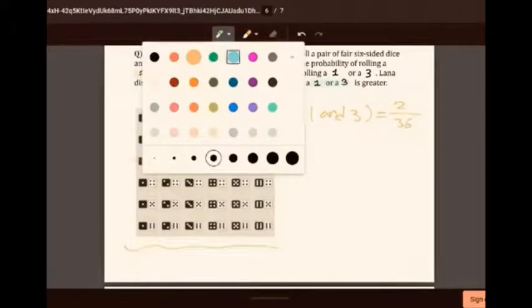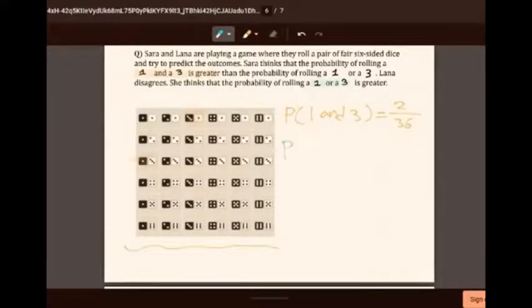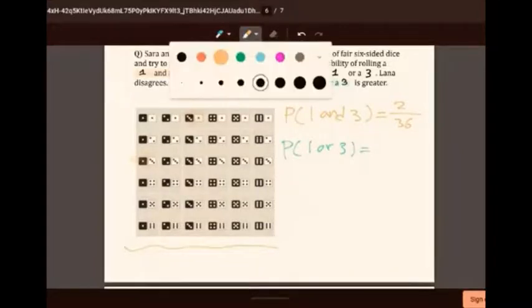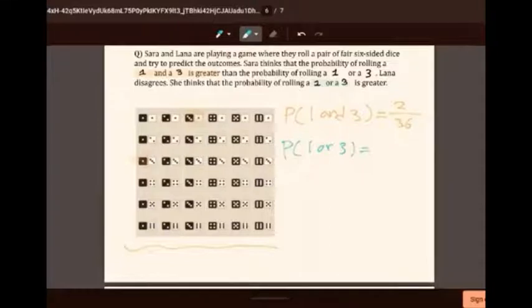Now let's write down Lana's probability. Lana's probability is rolling a 1 or a 3, which equals to, we have to count how many times a 1 and 3 has been rolled, together or not together. 1, 2, 3, 4, 5, 6, 7, 8, 9, 10, 11, 12, 13, 14, 15, 16, 17, 18, 19, 20. 20 times. So 20 over 36.